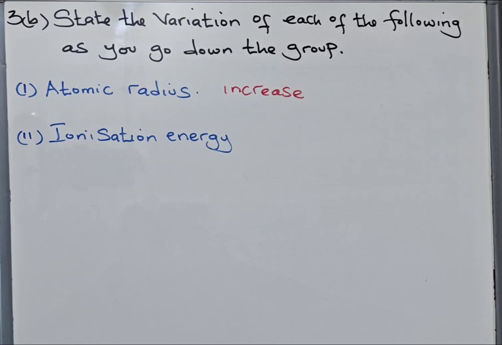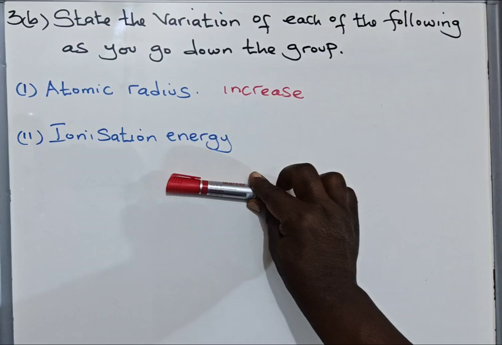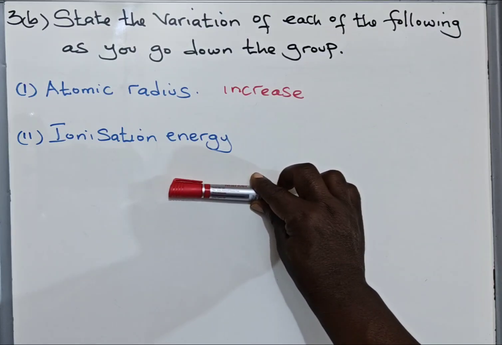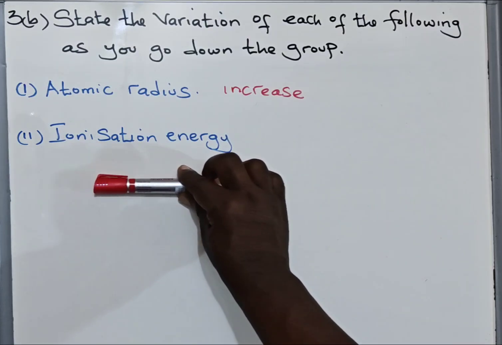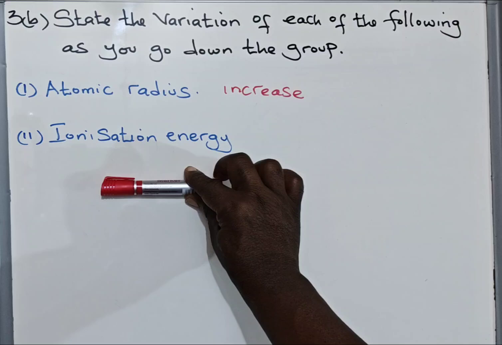You have to recall that as you go down the group, the size increases. So as you go down the group, the electrons are further and further away from the attractive force of the nucleus. So they are easily taken out. So what is the variation here? As you go down the group, the variation is that ionization energy will decrease.